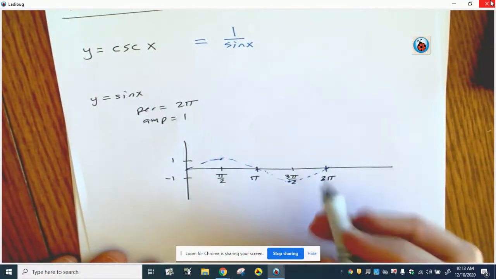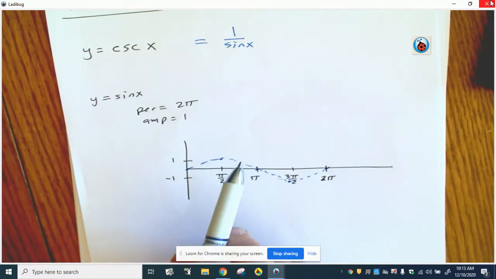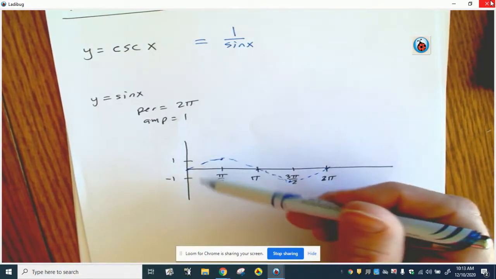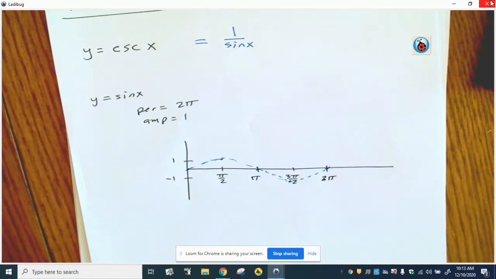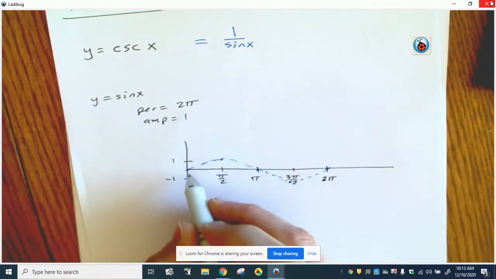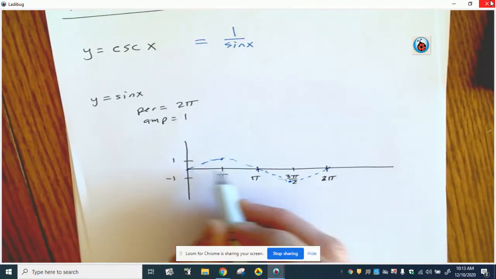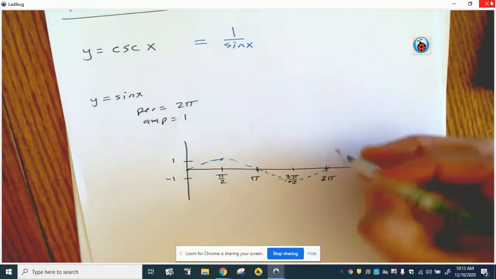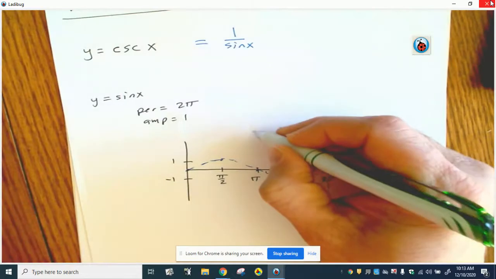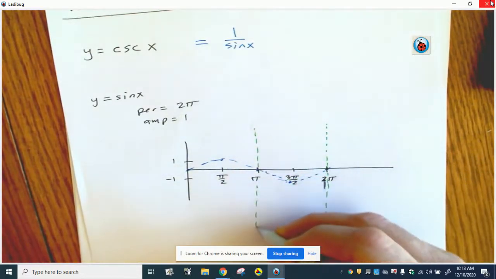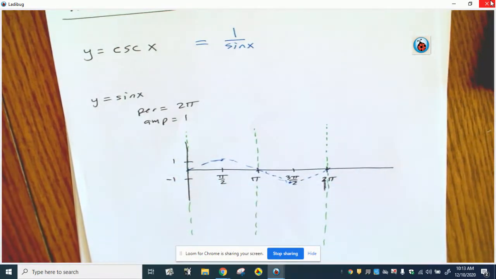Our sine graph here is going to give us what our cosecant graph is going to look like, because now all we have to do is take reciprocals of these numbers. So what is the reciprocal of 0? Well, the reciprocal of 0 is undefined, which means anywhere that this touches the x-axis, we are going to have an asymptote, okay? Because it has to be undefined. So we're going to have an asymptote at 2 pi, an asymptote at pi, and another asymptote back here at 0, okay?